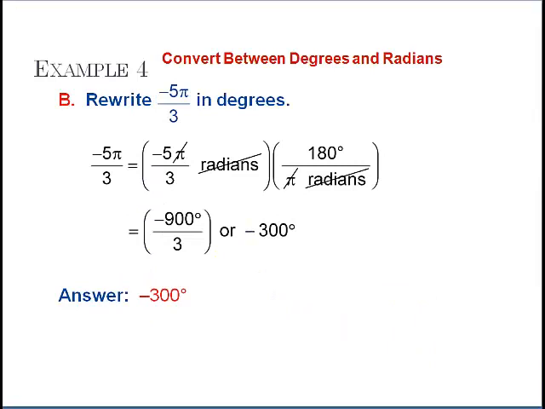Write negative 5 pi over 3 in degrees. So we start with the negative 5 pi over 3. That's in radians. We multiply it by 180 degrees over pi radians, so we're canceling the radians. We cancel the pi's, and then we multiply negative 5 times 180 degrees over 3. And then we simplify it. So remember, when we're leaving something in radians, we should have a pi in our answer, and when we're in degrees, we should not have a pi in our answer.